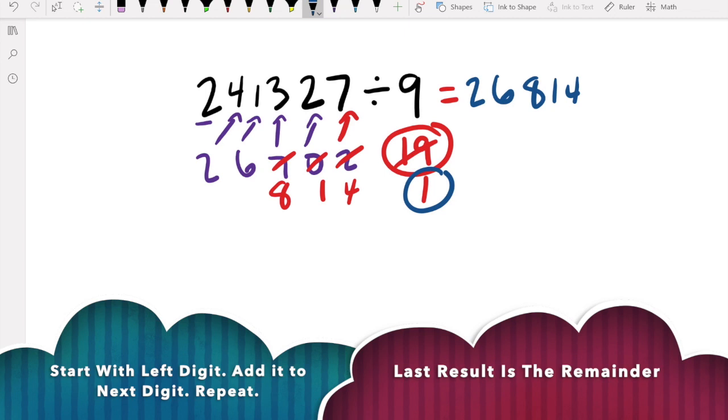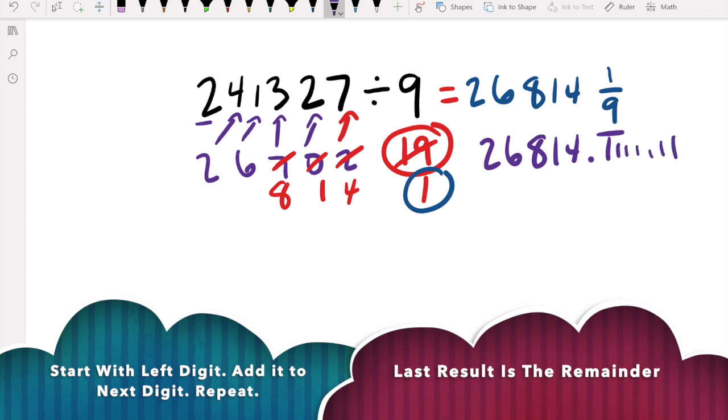Now, with the remainder of 1, you could write it as 1/9. That's what that means, the remainder of 1. We divide by 9. If you don't want the fraction, you can just write the decimal, which would be right underneath. It's 26,814.1 repeating. That means it goes 1, 1, 1, 1, 1, 1.